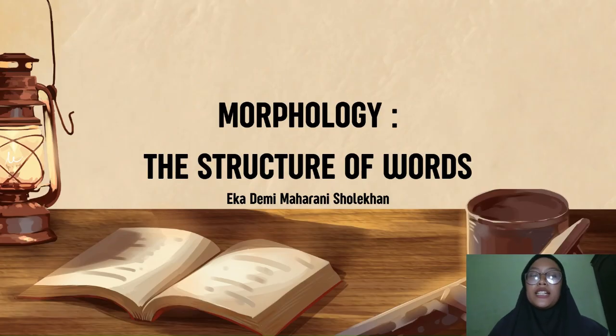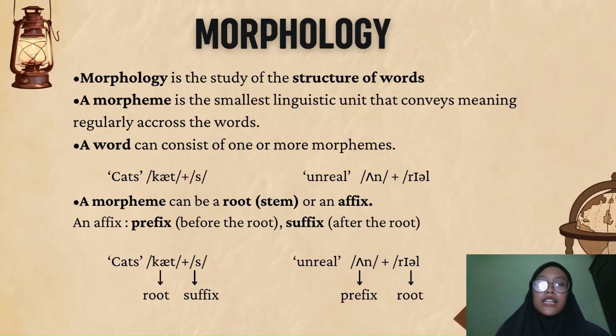Today we are going to learn about morphology. Morphology is the study of the structure of words. And in morphology, there is a morpheme. A morpheme is the smallest linguistic unit that conveys meaning regularly across the words. And a word can consist of one or more morphemes.